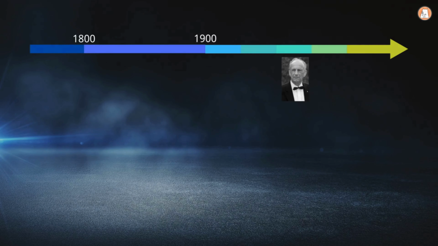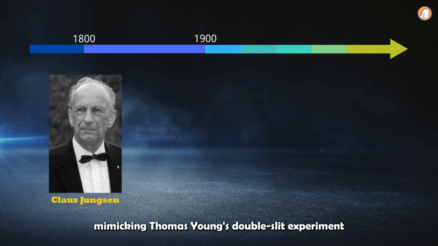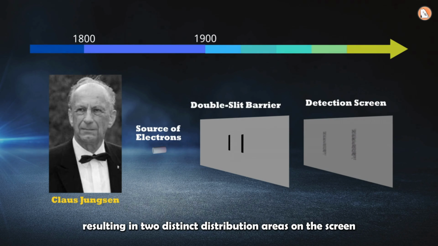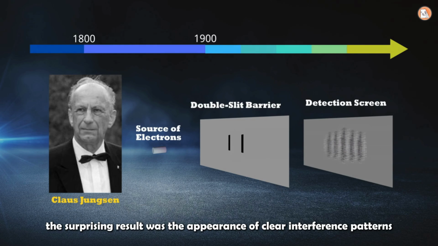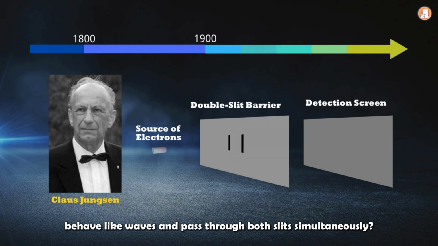In 1961, German physicist Klaus Jönsson conducted an experiment involving electrons, mimicking Thomas Young's double-slit experiment. In this setup, electrons are ejected one at a time. If the electron behaves like a particle, it can only pass through one of the two slits, resulting in two distinct distribution areas on the screen. However, the surprising result was the appearance of clear interference patterns, a typical wave characteristic. This raised the question, how can electrons, which are particles, behave like waves and pass through both slits simultaneously?